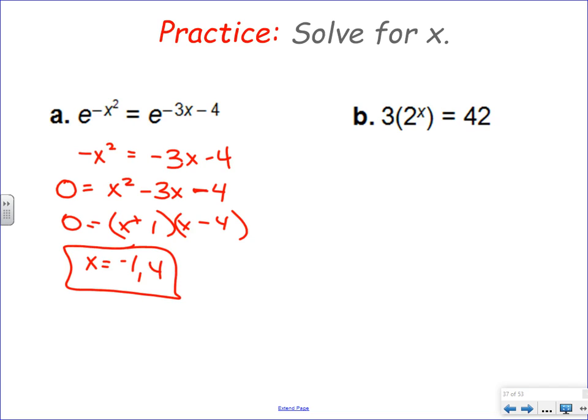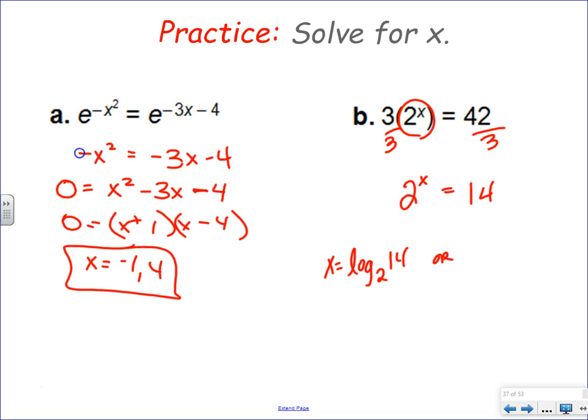Okay. What would you do in the next one? Log base 2? No. First step was isolate. Isolate who? Isolate the exponential. How? Yeah. Get him by himself first. This is what that isolating step is for. Get 2 to the x alone, and then 3 into 42 is 14. Do I just do log base 2 of both sides? Could. You could say x is equal to log base 2 of 14.